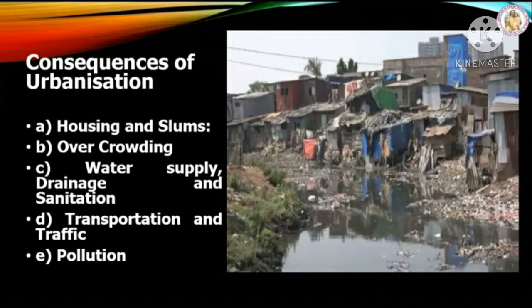Then pollution. The towns and cities are the major polluters of the environment. Cities discharge their entire sewage and industrial effluents untreated into the nearby rivers, and industries in and around the urban centers pollute the atmosphere with smoke and toxic gases.